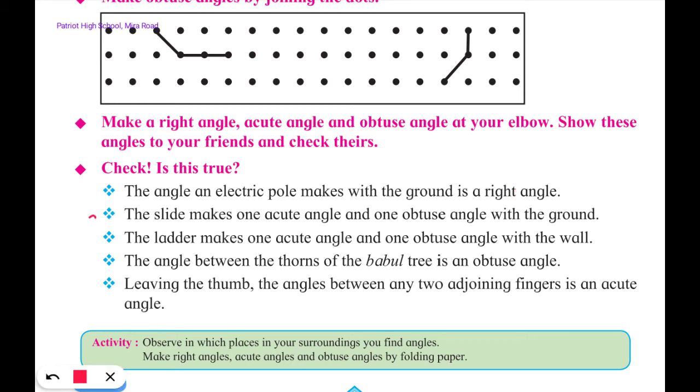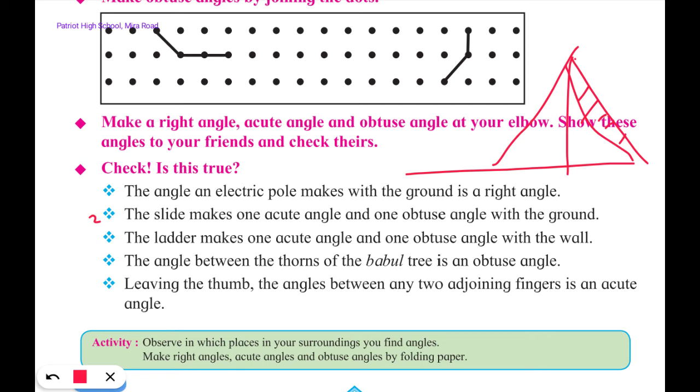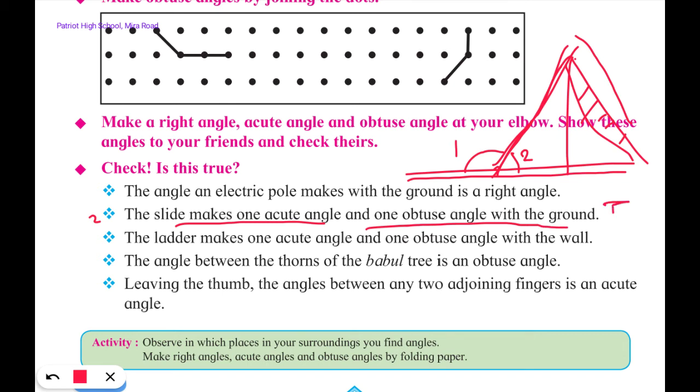Second, number two, the slide makes an acute angle and one obtuse angle with the ground. So we have a slide over here. A ladder. The children climb up the ladder and from here they slide. So this slide, and this is the ground and the slide. So it makes an obtuse angle. Angle number one is obtuse. Angle number two is acute. So the slide makes one acute angle and one obtuse angle with the ground. This also is true.